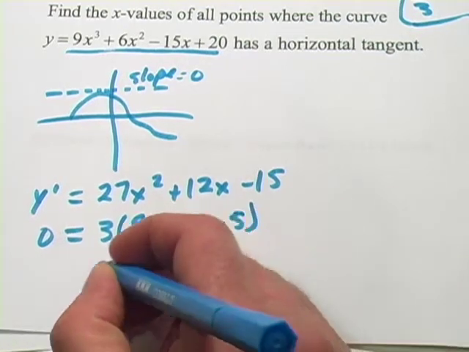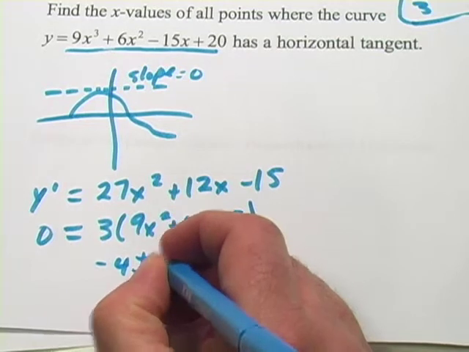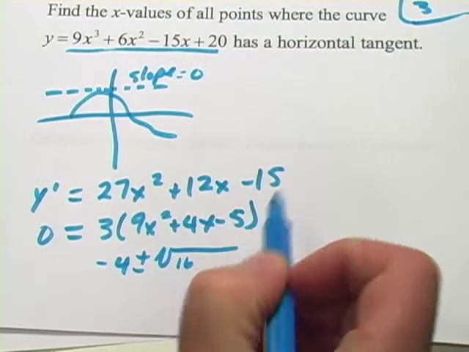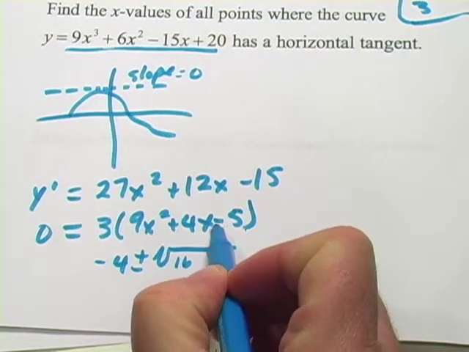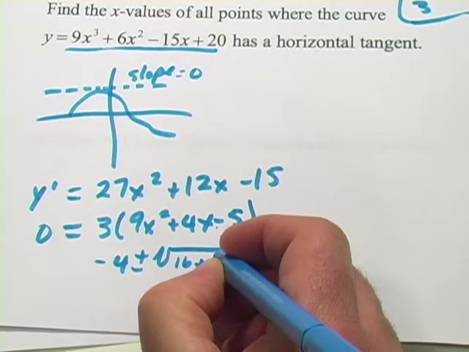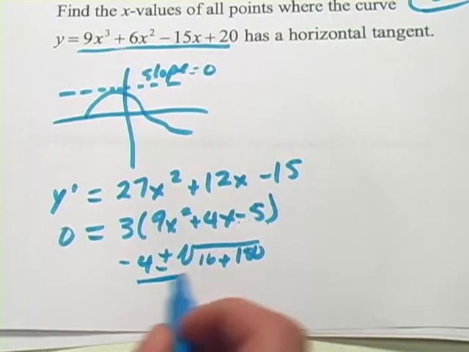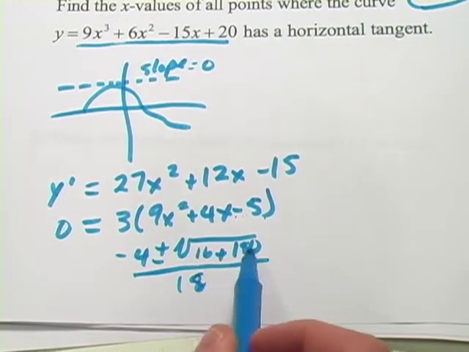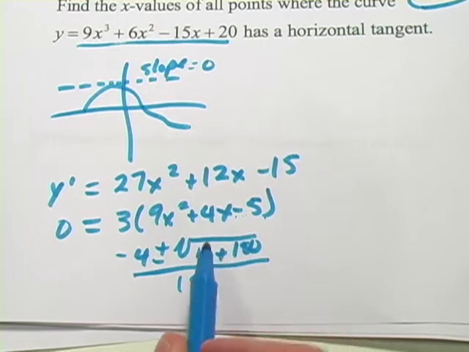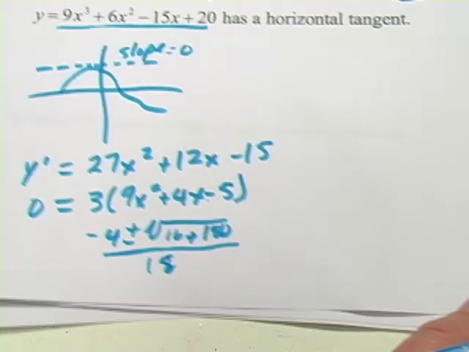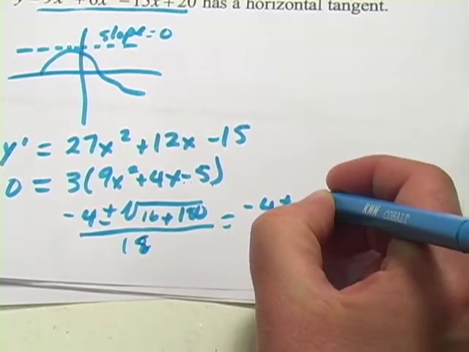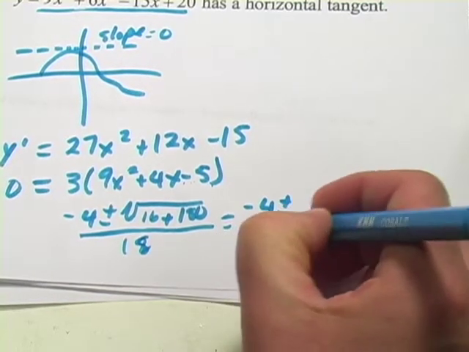So that would be negative 4 plus or minus the square root of 16 minus 4ac, so that's actually going to be plus 180, all over 2a, so it's all over 18. All right, 16 and 180 adds up to 196. That's nice because that's the square of 14. So this really becomes negative 4 plus or minus 14 over 18.